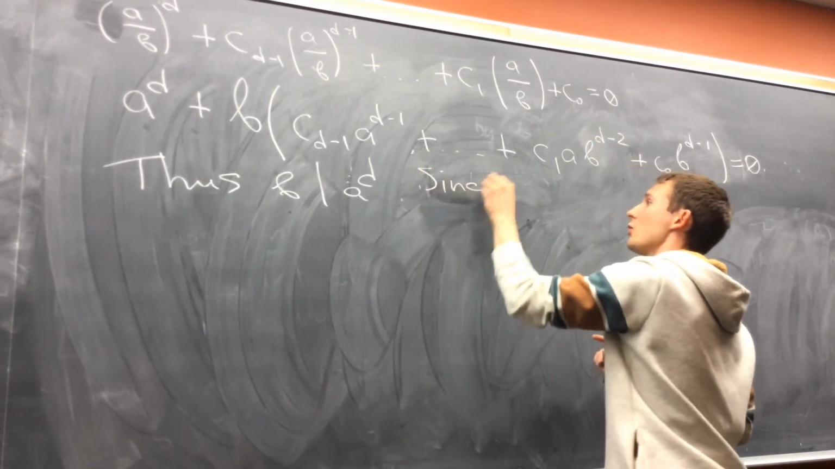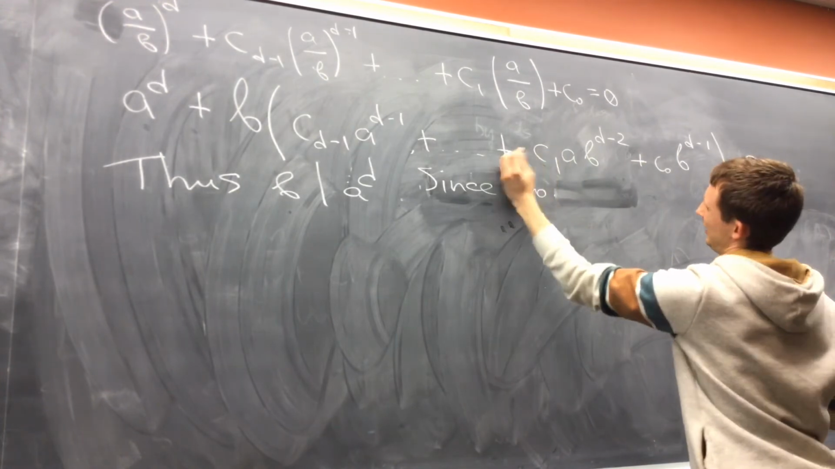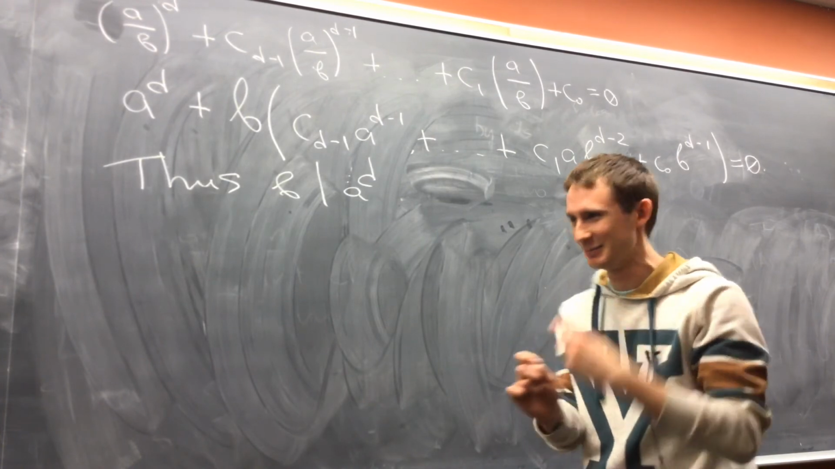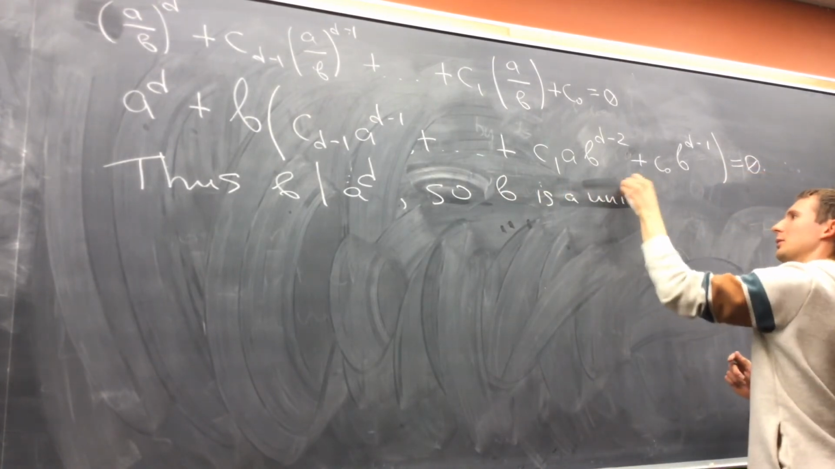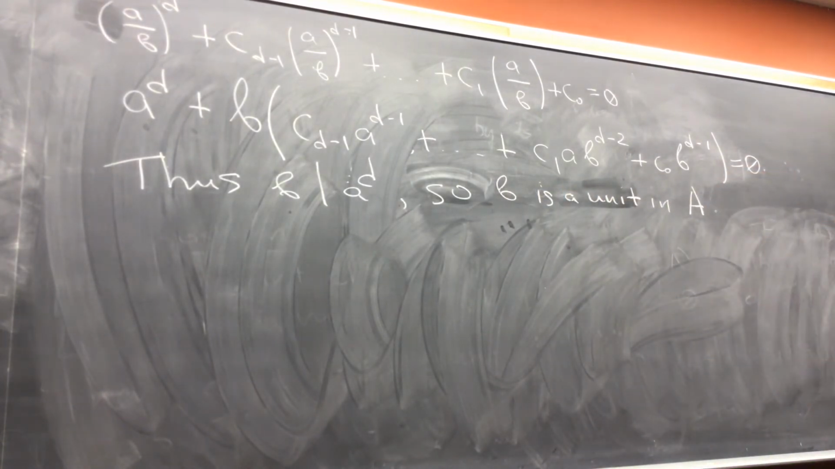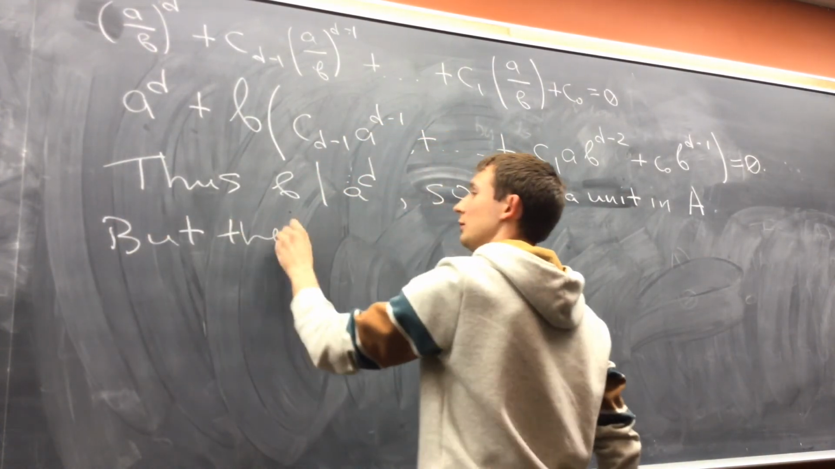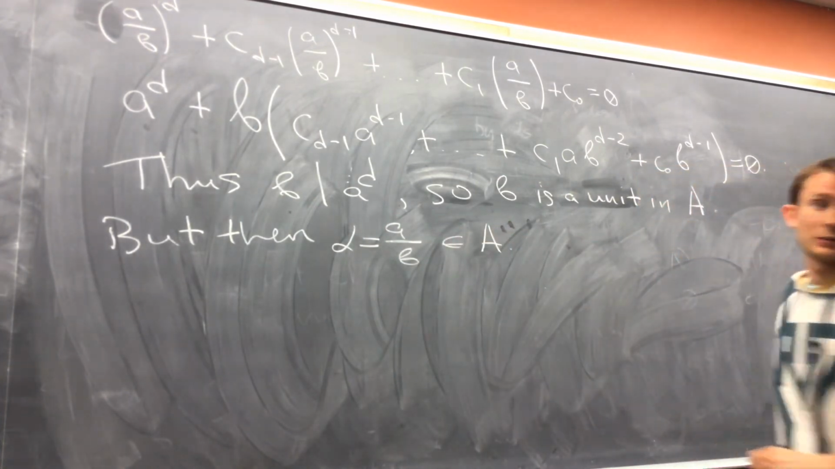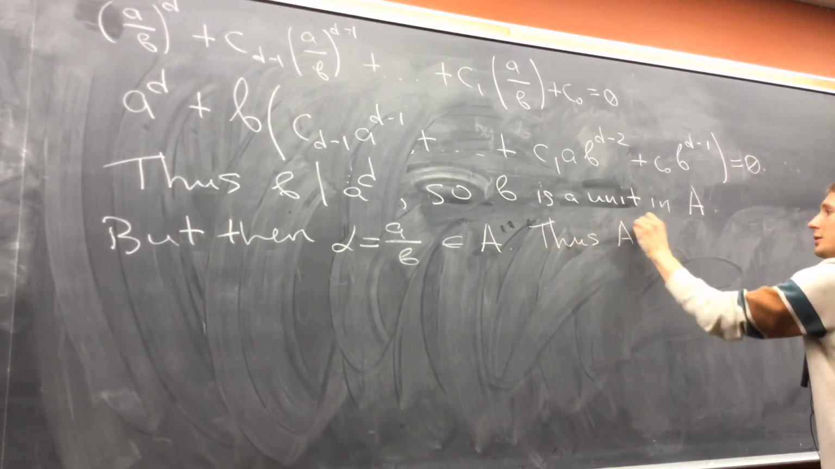So let me write this down. Since there's no irreducible in common that divides both a and b, b must be a unit. Okay? And if b is a unit, we see that alpha equals a over b must lie in A itself. And this is precisely what we need to prove, thus A is integrally closed.